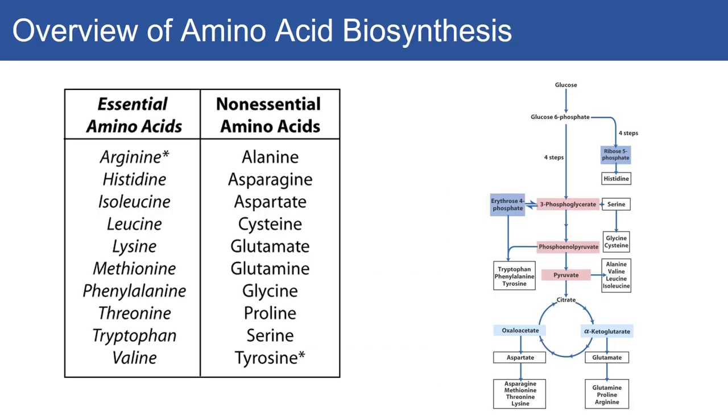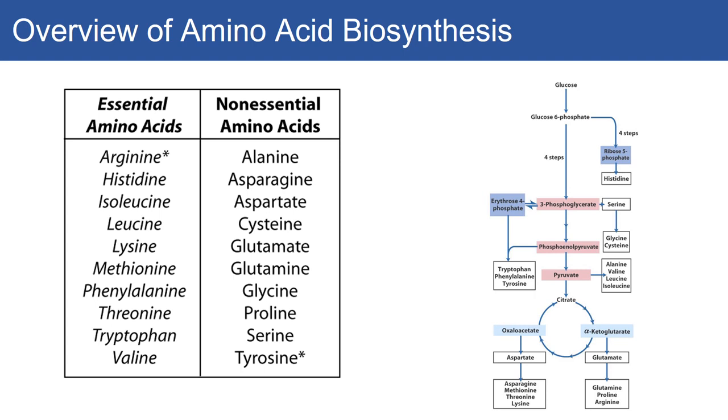Again, this kind of gives you an idea. Listing on the left is our essential and our non-essential amino acids. On the right, we have the pathway where we manufacture all these. And you can see from the table that the amino acid biosynthesis pathways all center around glycolysis and into the citric acid cycle.